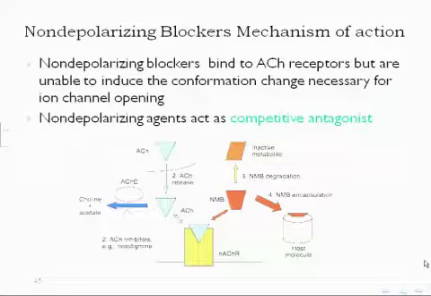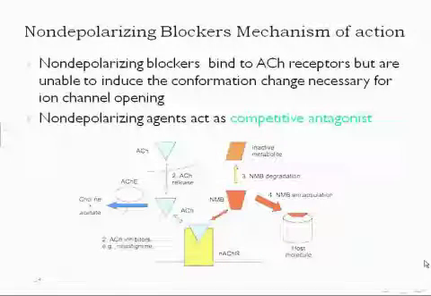Now, the non-depolarizing agents work differently than the depolarizers. They actually block and act as antagonists. So non-depolarizing agents are competitive antagonists. Make sure you know that. One is an agonist, the other one is an antagonist. Okay? They bind to the acetylcholine receptors but are unable to induce a conformational change for the ion channel to open. So they act as competitive antagonists.